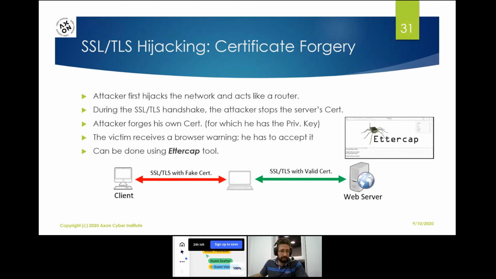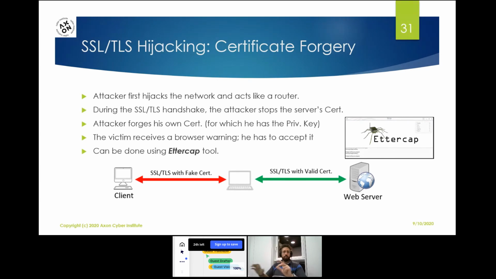The client now will initiate an SSL connection with the attacker based on this fake certificate, and the attacker will have a valid connection, a connection using the valid certificate with the web server. So when the communication happens, a message comes encrypted from the web server to the attacker, who decrypts it and has access to it, and then encrypts it using the key with the client and sends it to the client.